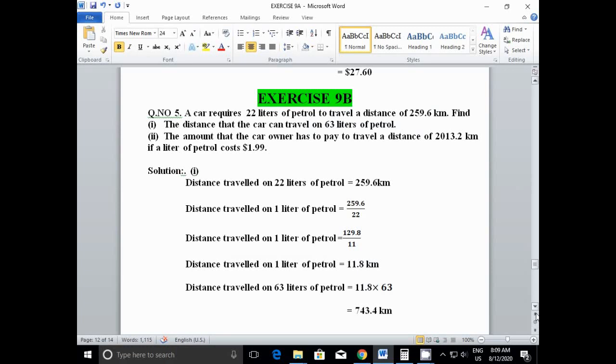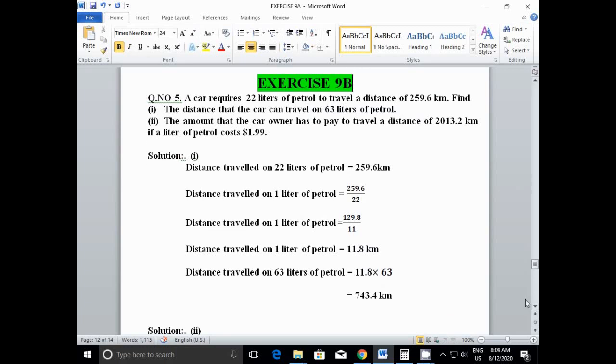Exercise 9b, question number 5 from this exercise. A car requires 22 liters of petrol to travel a distance of 259.6 kilometer. Find the distance that the car can travel on 63 liters of petrol. And then in the second part from this question, the amount that the car owner has to pay to travel a distance of 2013.2 kilometer if a liter of petrol costs $1.99.